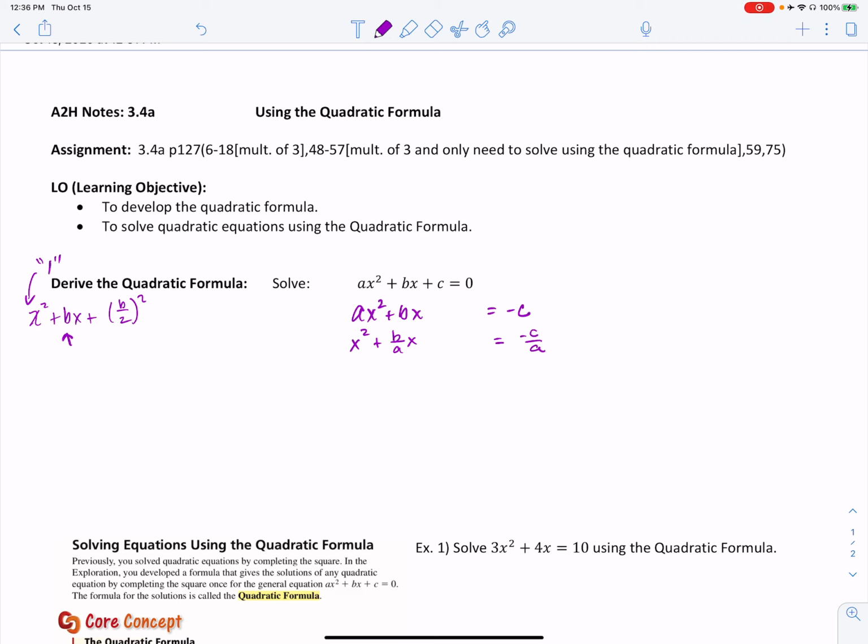So we've got it where now x squared has a coefficient of 1, but the coefficient of x is b over a, so to complete the square, I need to take b divided by a all over 2 and square. And that is b divided by a divided by 2 squared, which is b over a times 1 over 2 squared. So what you have is b over 2a quantity squared.